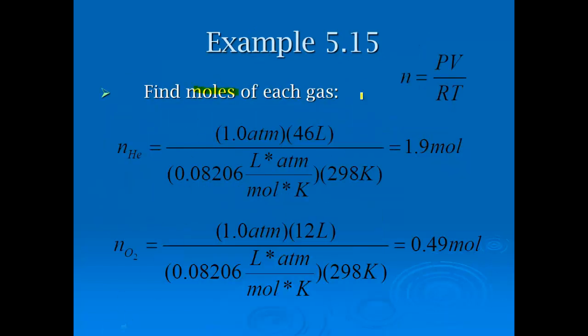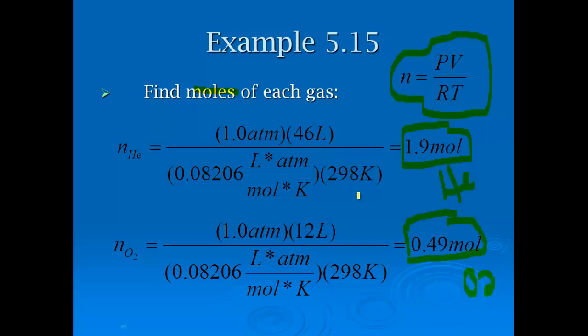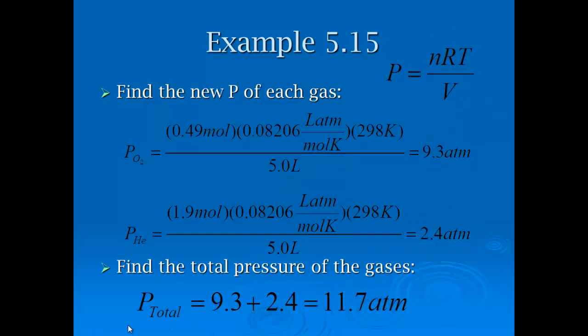Okay, so to find the moles of each gas, we're going to use the ideal gas law. All right, plug and chug here. We convert to Kelvin. We get 1.9 moles for our helium and 0.49 for our O2. Okay, simple plug and chug here. So we've got our moles.